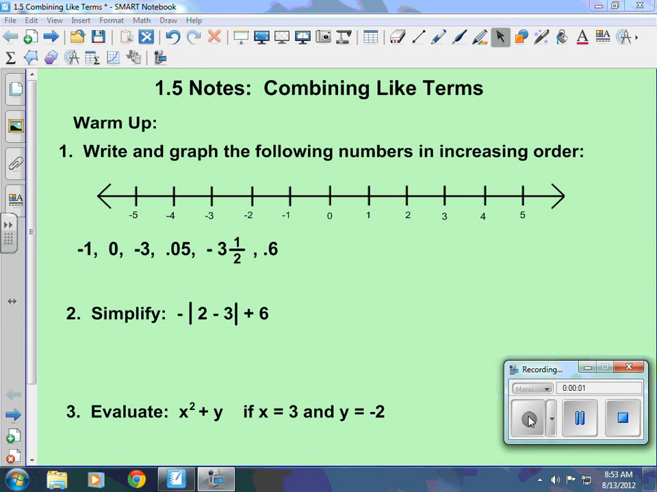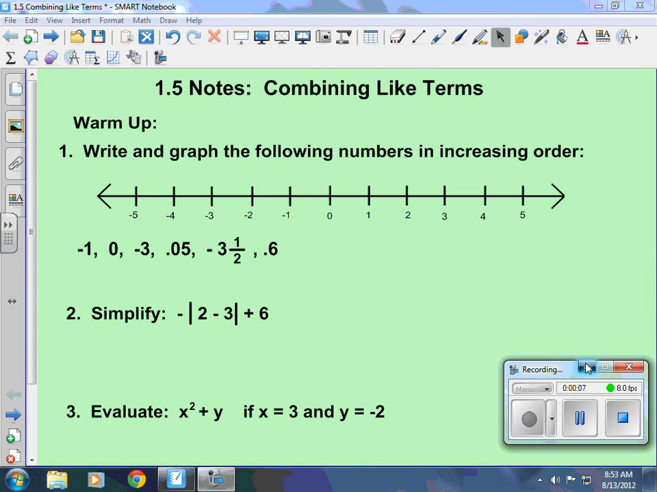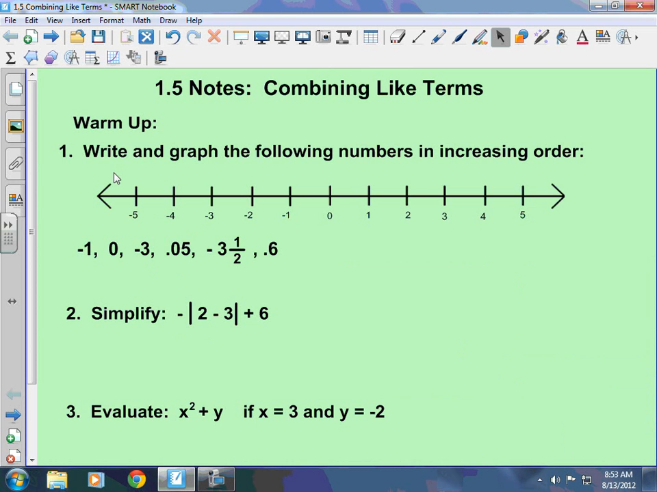Okay, this is lesson 1.5, combining like terms. Again, you are responsible for the warm-ups. If you need to check your warm-ups to see if they're accurate, please come and see me or go to the PACE lab.